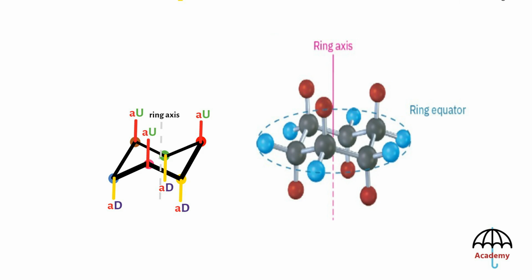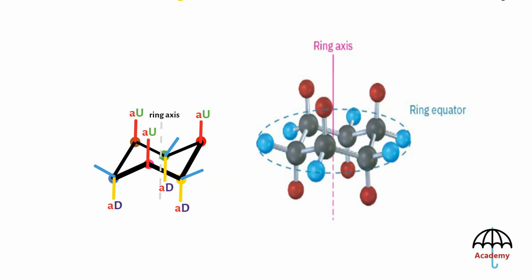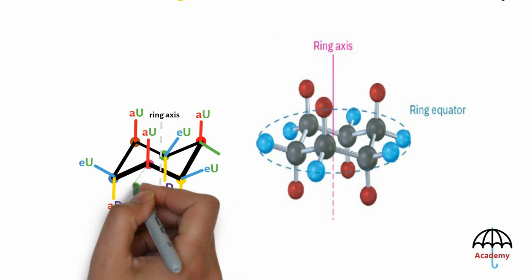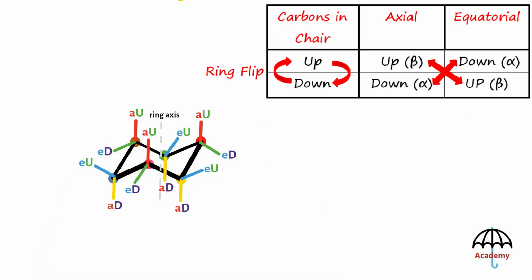Moreover, each equatorial bond is parallel to two ring bonds. Thus, on these down carbons, I can draw equatorial bond pointing up. These are marked as E, U, meaning equatorial up position. Likewise, on these up carbons, I can draw equatorial bonds pointing down. These are marked as E, D, meaning equatorial down positions. Thus, up carbons have axial up and equatorial down. And down carbons have axial down and equatorial up.